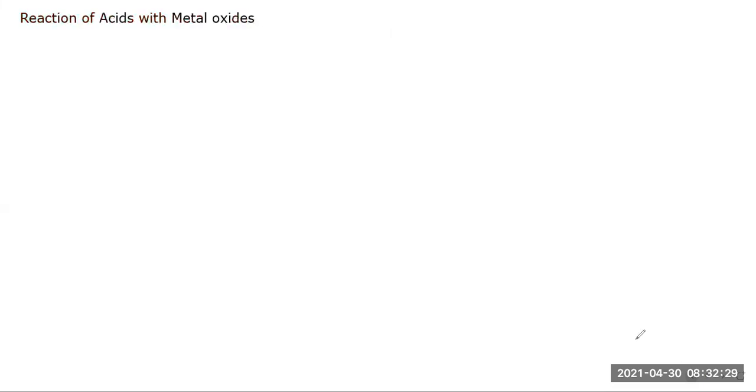Now, quickly, we go to the reaction of acids with metal oxides. So, students, when we have an iron plate, there is rusting in the presence of water and oxygen. That rust, that junk, is oxides of iron. So whenever acids react with metal oxides, what happens, students? Acids react with certain metal oxides, not all.